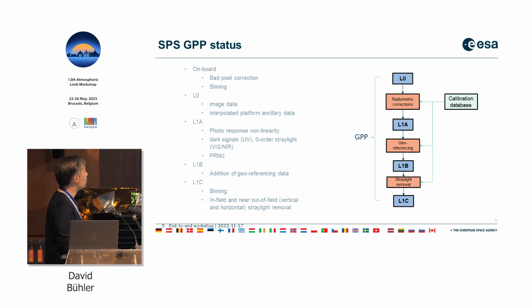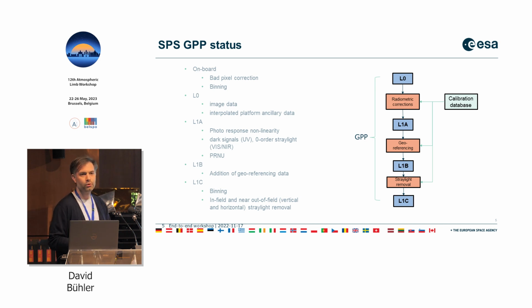So this is the general overview of the prototype ground processor as we have it right now. We have several L1 levels and of course L0. We do a few things on board already. So when we take a single image, we automatically apply a bad pixel correction. This map can be updated, but of course it is applied already on board, and so it is difficult to undo if you have errors. So this is something that we will definitely have to calibrate and evaluate on a regular basis.